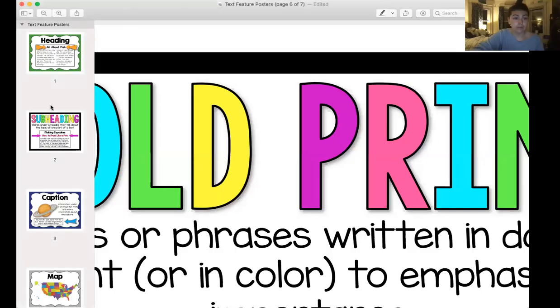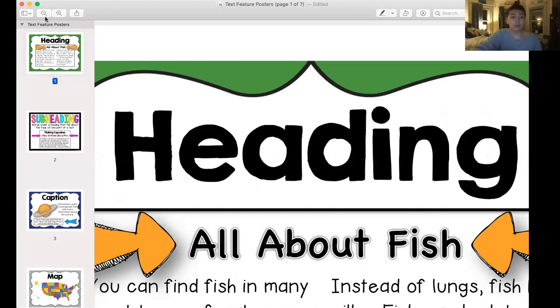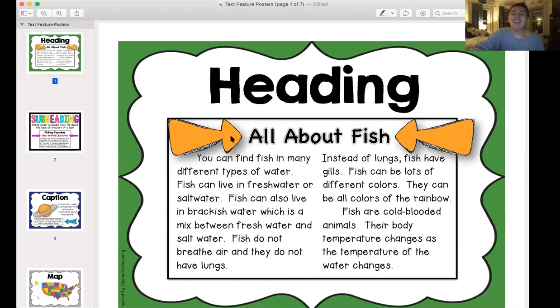So I'm going to share my screen so you can see all of my vocab cards here. And we're going to start, ooh, we're way zoomed in. We are going to start with heading. And remember, heading is another word for the title. So the heading of an article, this one is all about fish, tells us what the article or book is going to be about. So it's important to know a heading because you're about to know what you're going to read about.